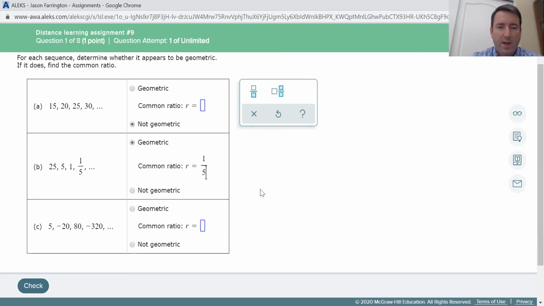All right. C. All right, so here, negative 20 divided by 5 is -4. 80 divided by -20 is -4. And -320 divided by 80 is -4. So this is also geometric, and the common ratio is going to be -4.